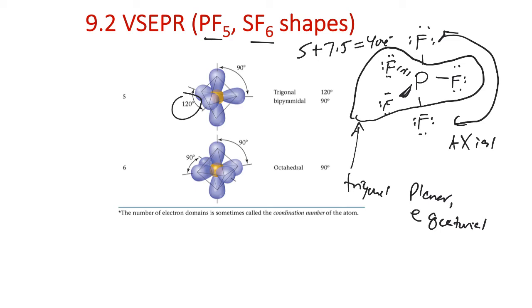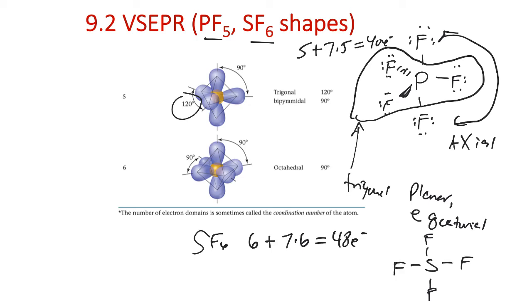Now, for the case of octahedral, that's the case of something like SF6. So SF6 would have 6 for sulfur, 7 times 6 for fluorine, for 48 electrons total in the valence shell. So we're going to have three fluorine-sulfur-fluorine bonds all on an axis together. So we're going to end up with three sets of axial F bonds. No lone pairs on sulfur, 8 per F, 6 Fs, so 48 total electrons.